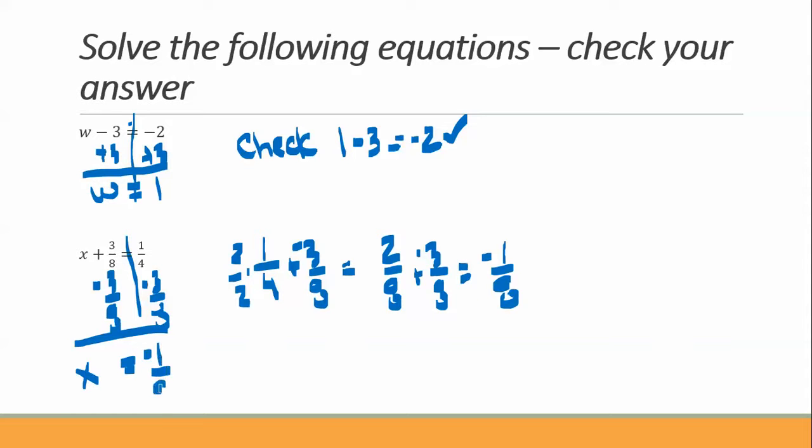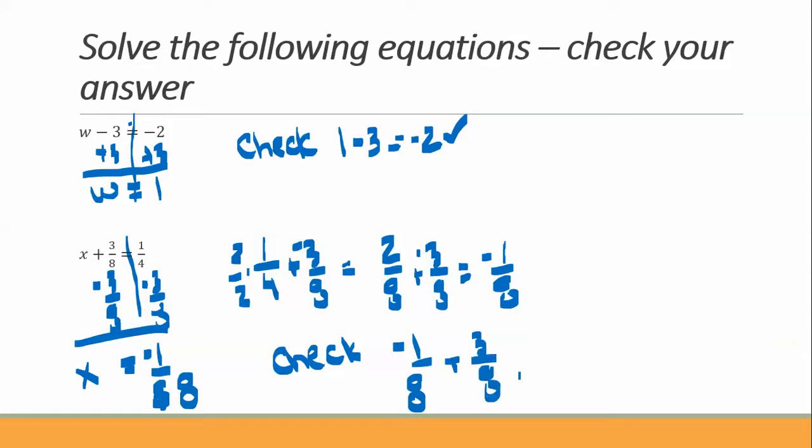The reason I caught that is because I started doing the check before I was actually writing the check out, and I realized that it wasn't going to equal 1/4. It was going to be a lot bigger than 1/4. So let's check our answer. That's negative 1/8. That's an 8. Plus 3/8. That's 2/8, which is indeed 1/4. So that checks out.